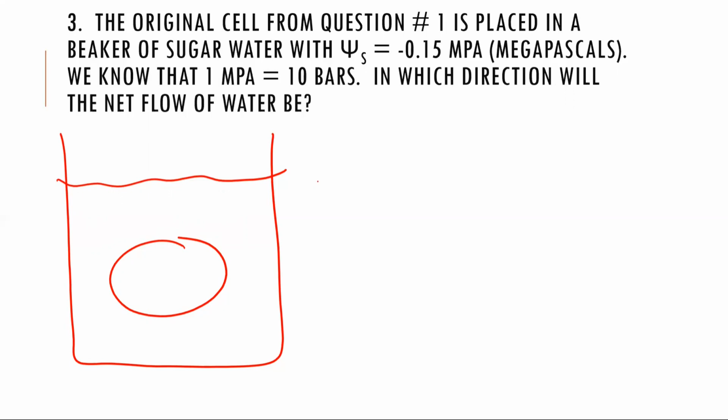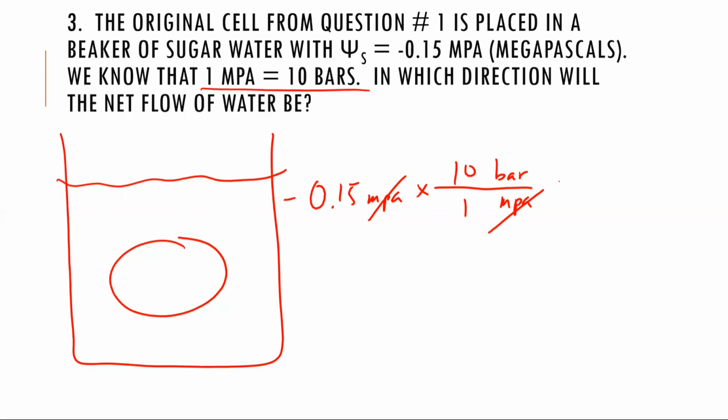I know that I have the starting -1.5 MPa, but I don't want it to be in MPa anymore. So I'm going to multiply times this ratio. I want MPa to go away, so that goes on the bottom. I want bars on the top because when I do this math problem, those will cancel out. We have 10 bars for every 1 MPa because that's what the question told us. And so now I know that it's not a 0, it's -1.5 bars, right?